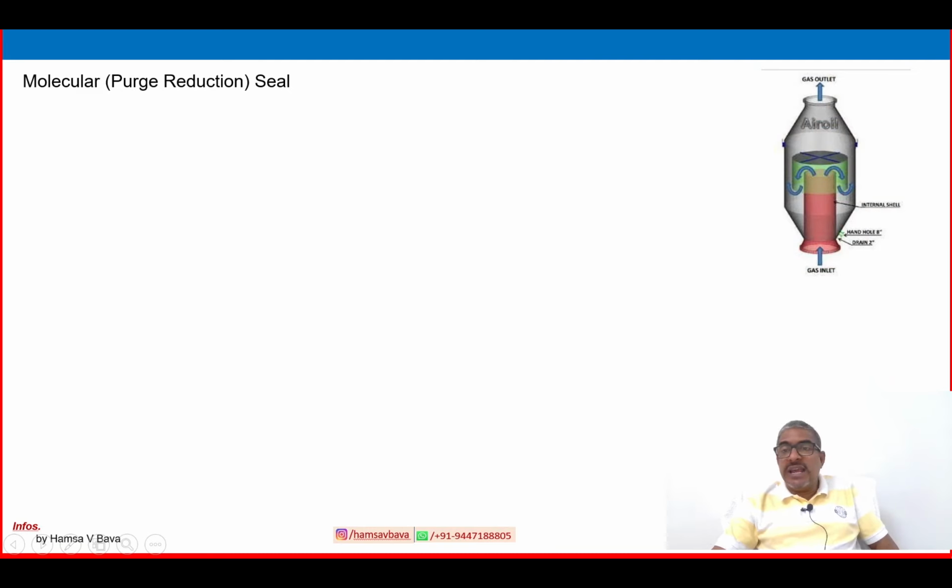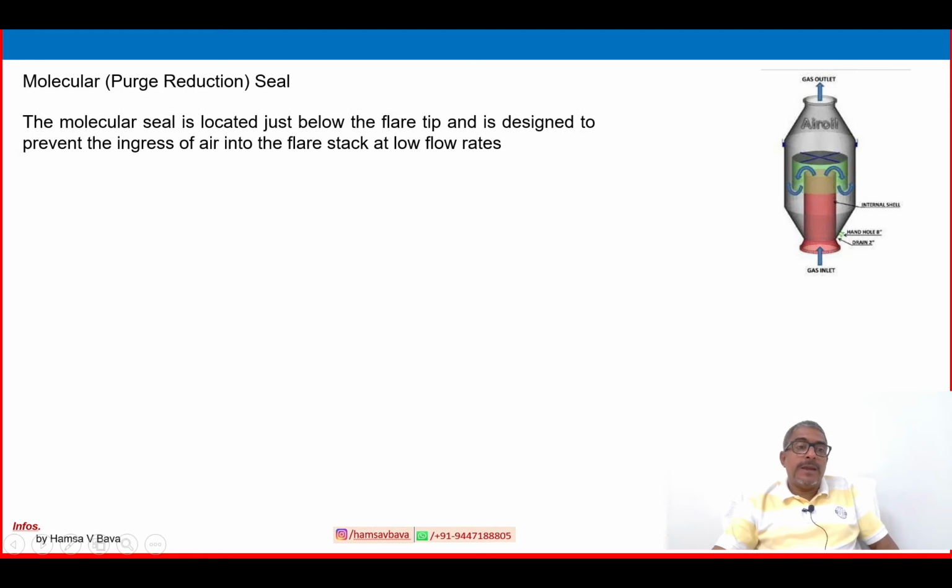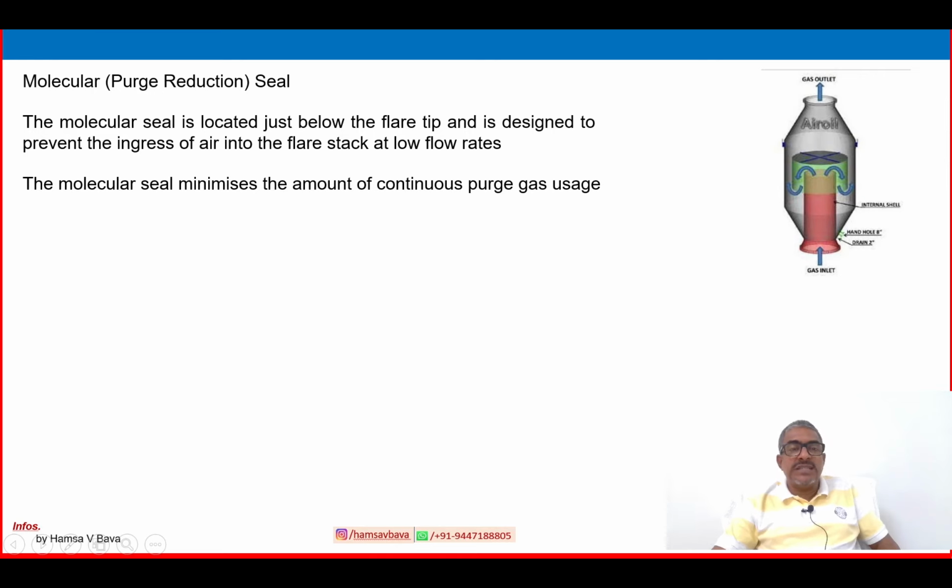Another one is a molecular seal. You can see in the picture here, a purge reduction seal, a seal system near the flare tip. The molecular seal is located just below the flare tip and is designed to prevent the ingress of air into the flare stack at low flow rate. So there is a particular reason to provide this molecular seal system, to prevent the ingress of air or reduce the purge. The molecular seal minimizes the amount of continuous purge gas usage. So wasting of gas is minimized.